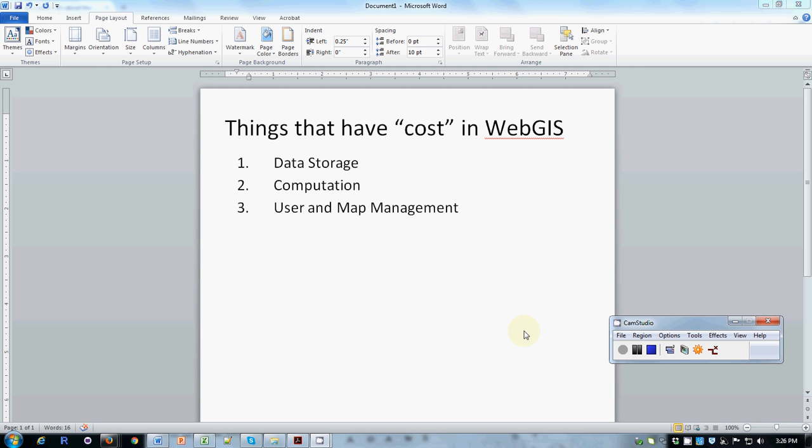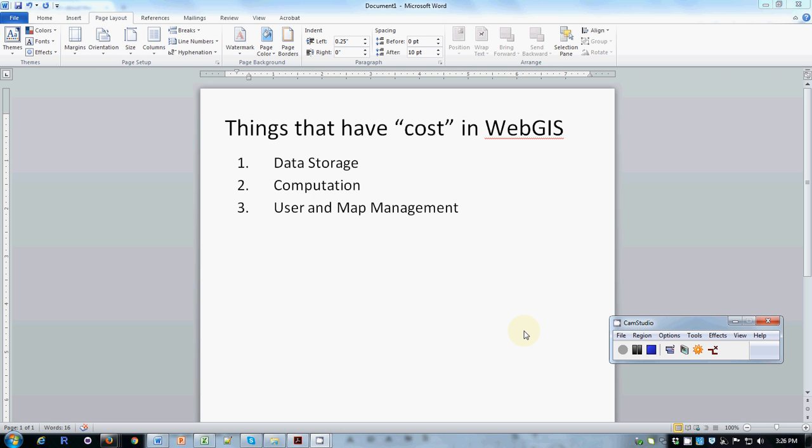For a person who is not connected to one of these magical places called a university, where we get software and licensing pretty much for free, there are things that may end up having a cost to a user when using WebGIS. And the three things that have cost are: one, data storage in the cloud.